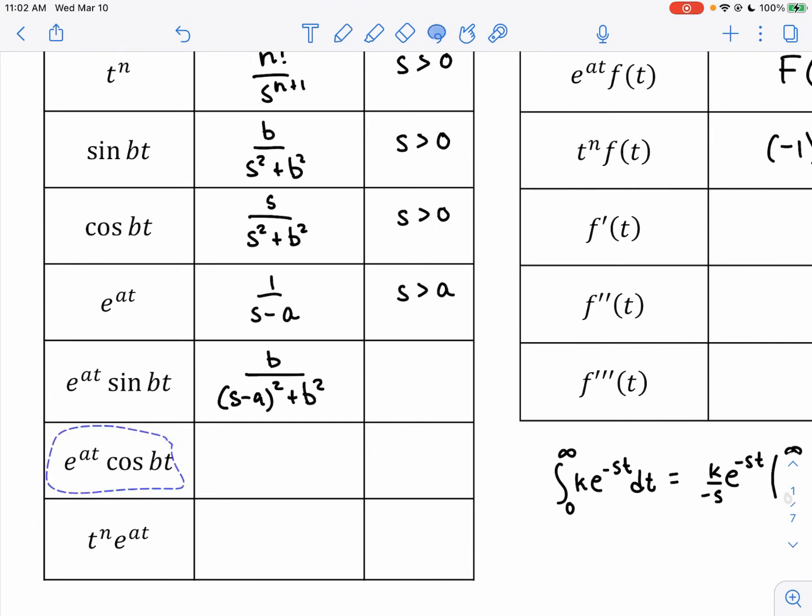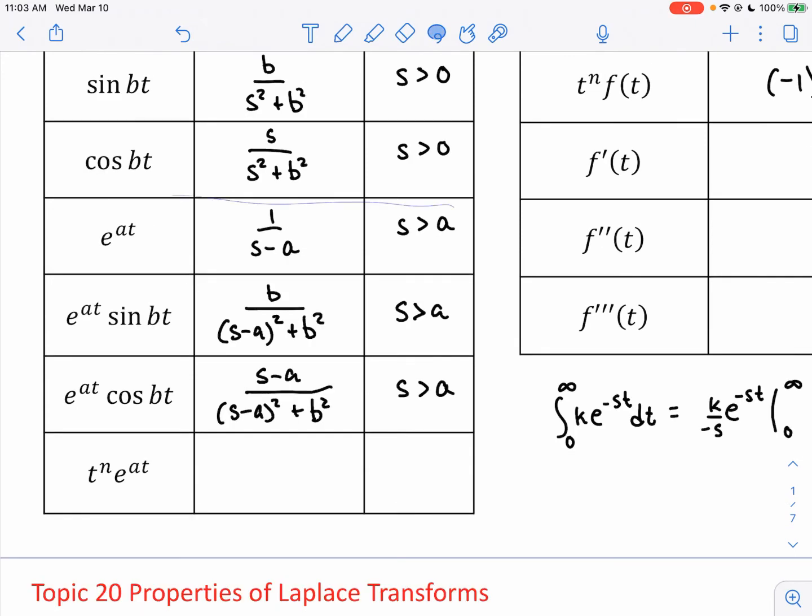And then for this next one, for e to the at times cosine bt, I just have to do the Laplace transform of cosine bt, which is sitting right here, but evaluate it at s minus a. So this one has s's in two places, so we'll change both those s's to s minus a's. So we get s minus a over s minus a squared plus b squared. And both of these wind up being true if s is more than a, similar to the domain for just the exponential alone.